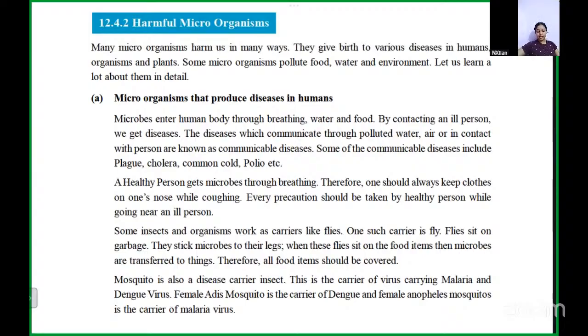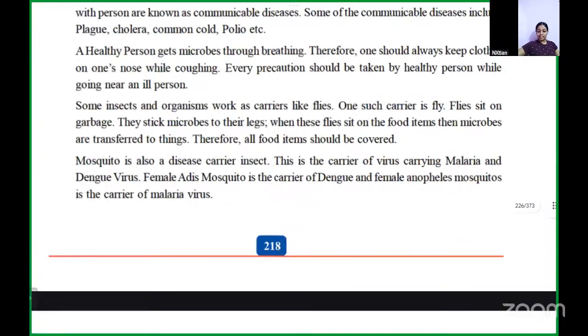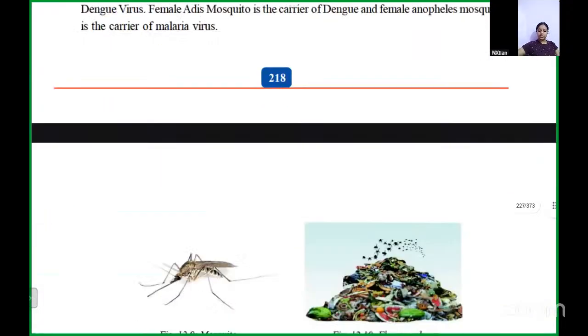Okay, and then the mosquito is also a disease carrier insect. This is the carrier of the virus carrying malaria and dengue. We know that these two, malaria and dengue, are caused by mosquitoes, because they carry this virus. And what type of mosquitoes carry dengue and malaria? Female Aedes mosquito is the carrier of dengue, and female Anopheles mosquito is the carrier of malaria. These two mosquitoes are carrying dengue and malaria.